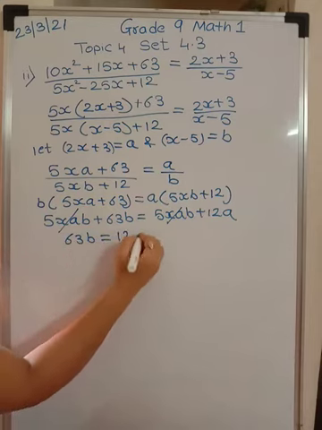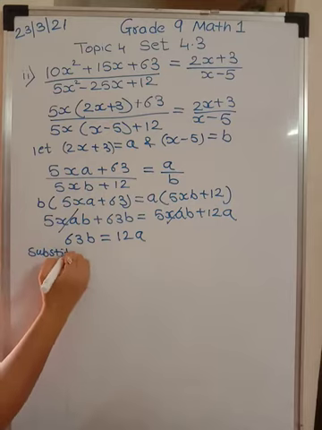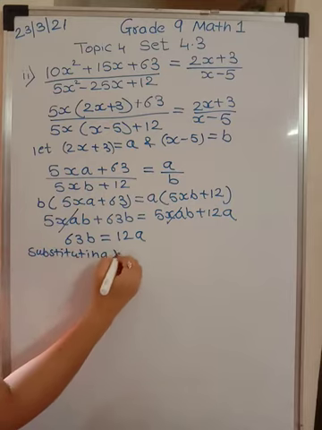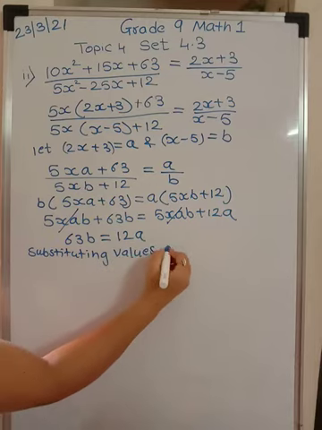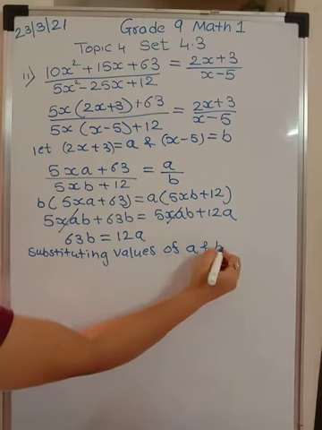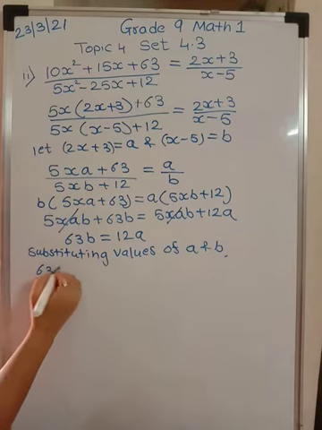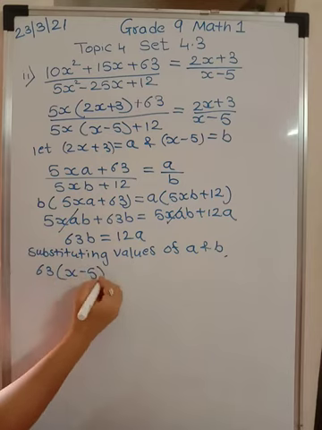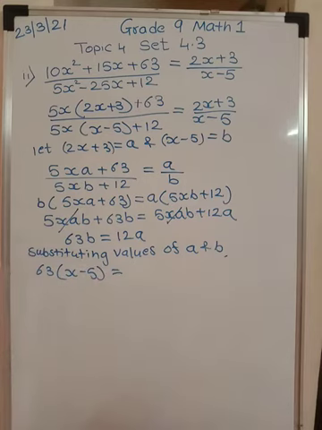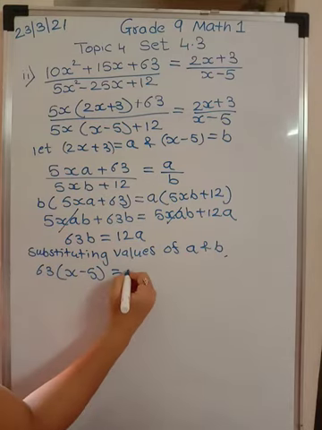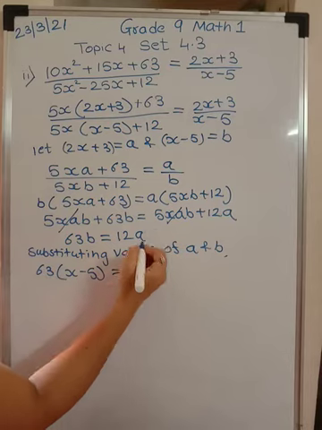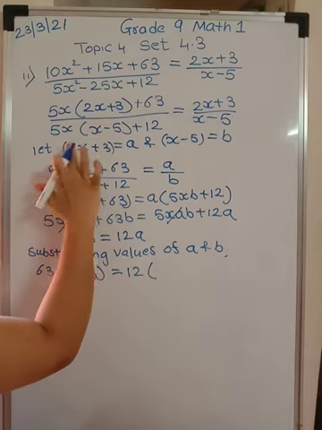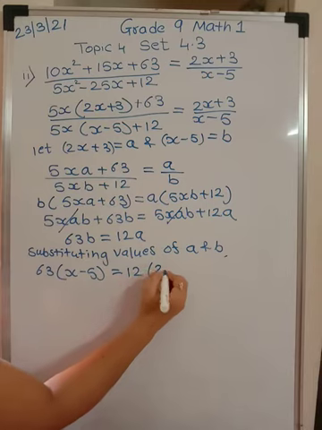Now let us substitute the values of a and b. What do we get? 63, and what was b? b was x minus 5. Okay, b was x minus 5, is equal to 12a. And what is a? 2x plus 3.